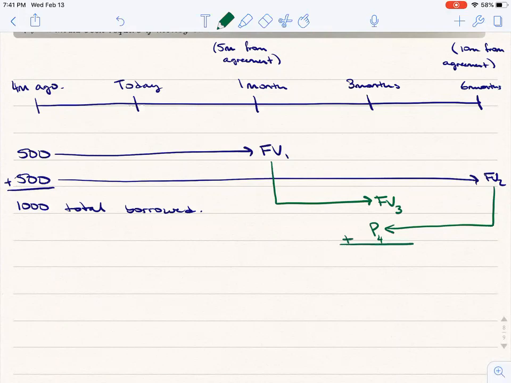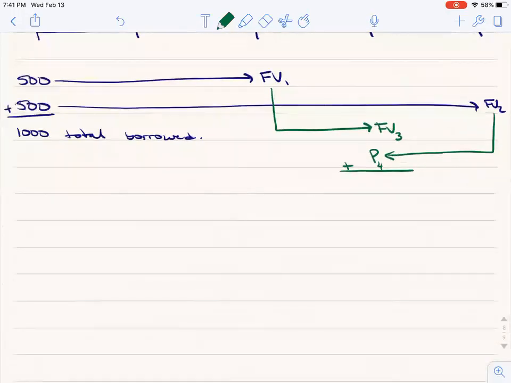Future value 3 and present value 4, that's the total owing, right? Single payment at 3 months from now. So this is the total owing, three months from today. Okay.